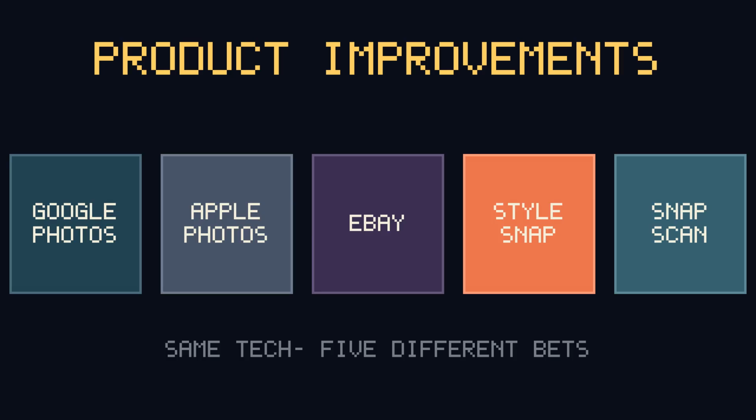Snapchat Scan is one where the behavior already existed. Snapchat users opened the camera by default. The camera just wasn't doing anything with what it was pointed at. So they made a press and hold a feature where you can identify clothes, dog breeds, plants, cars, solve math problems, and hand barcodes off to Amazon.